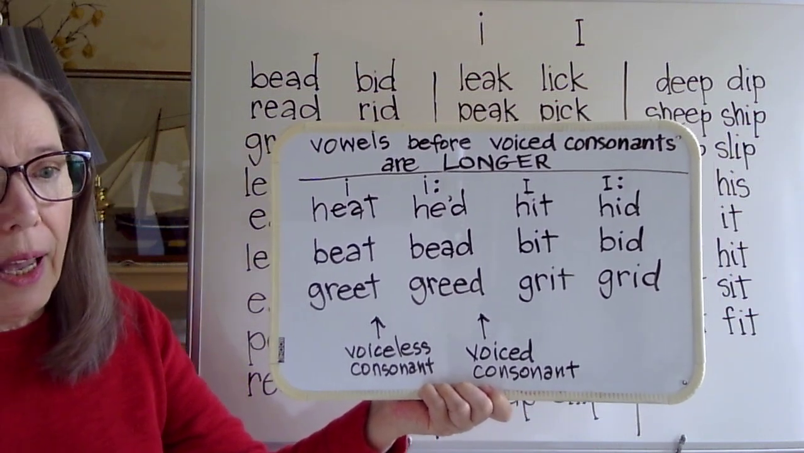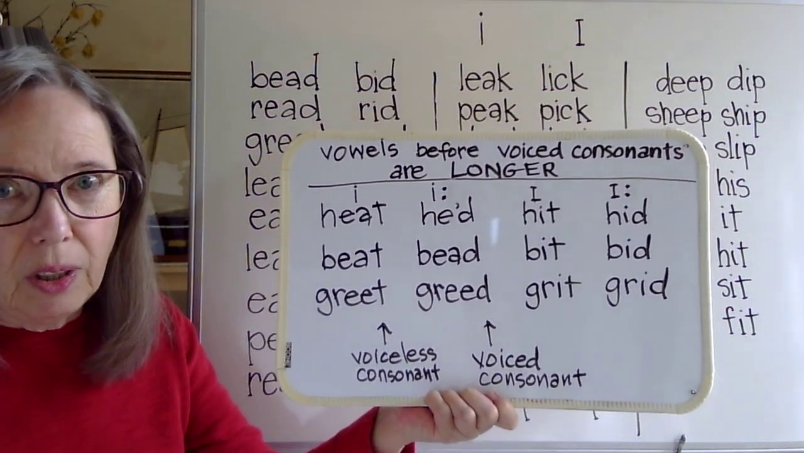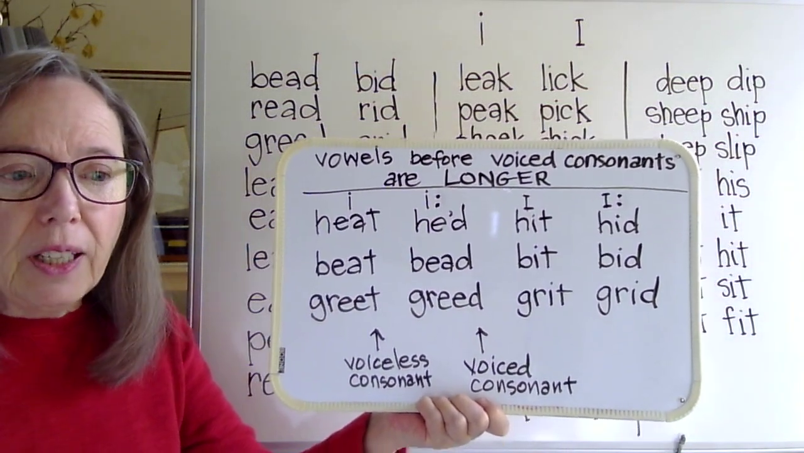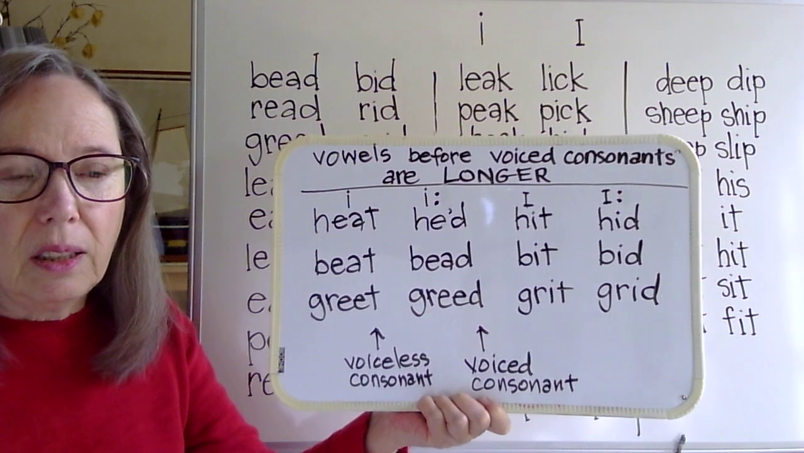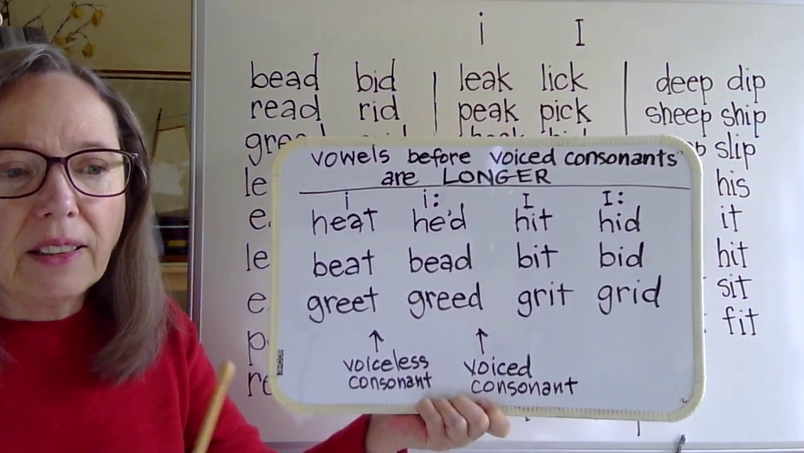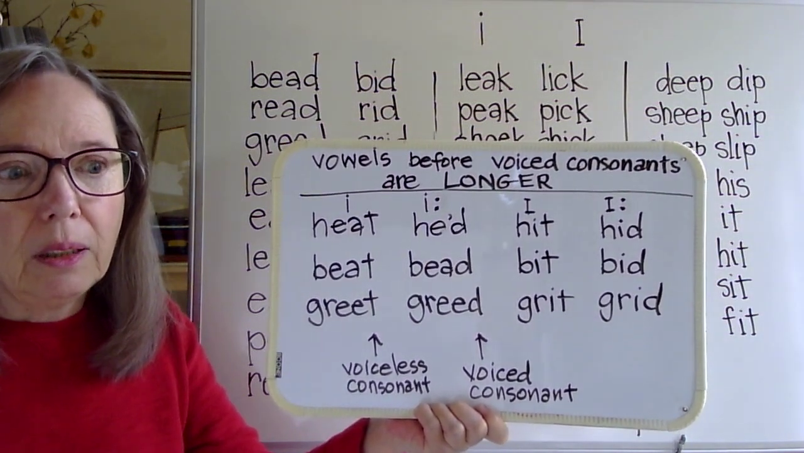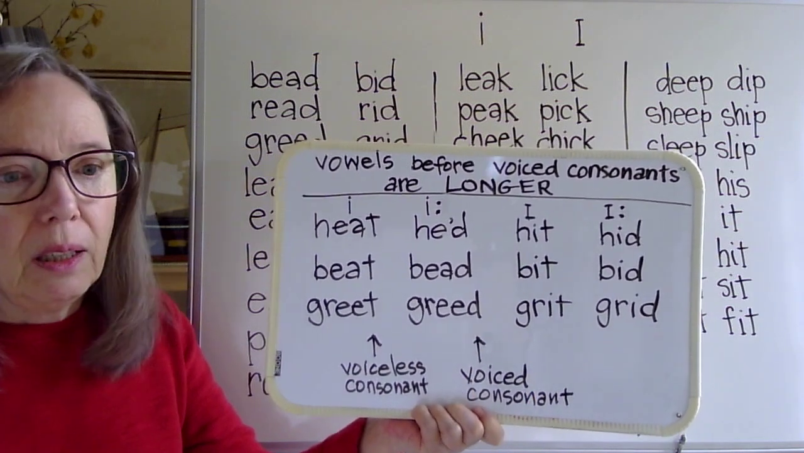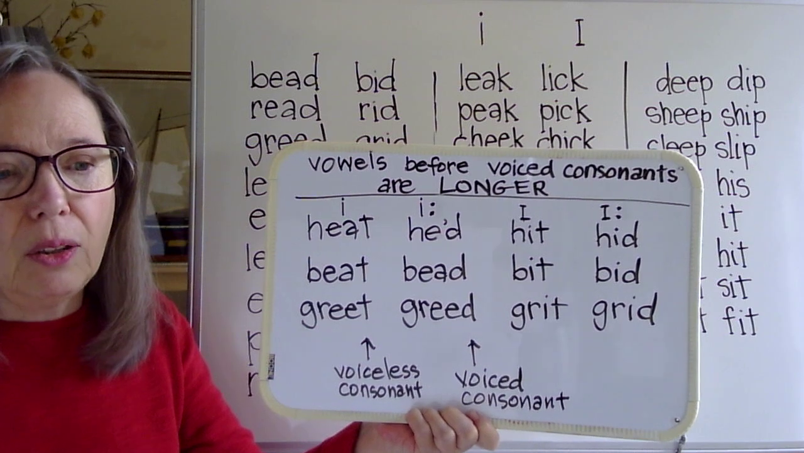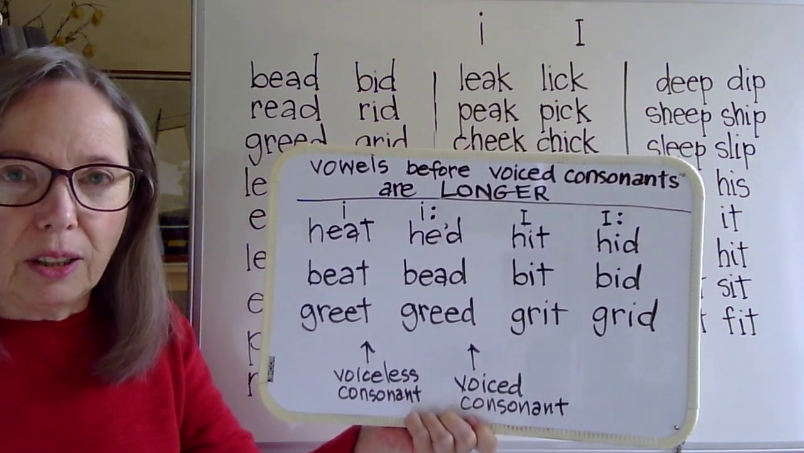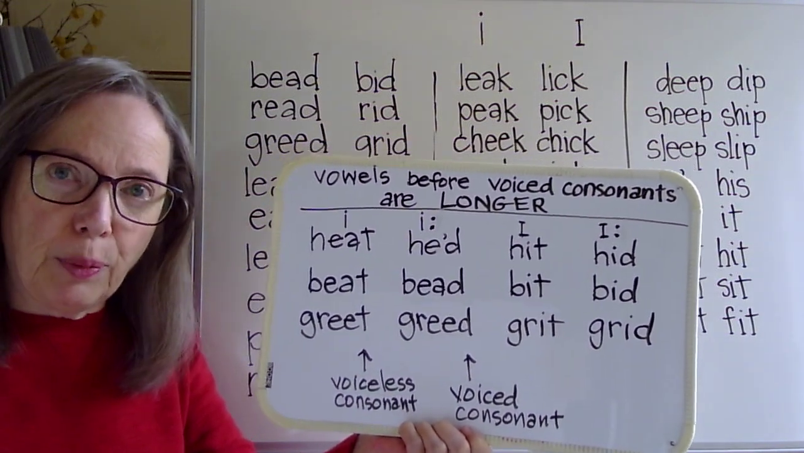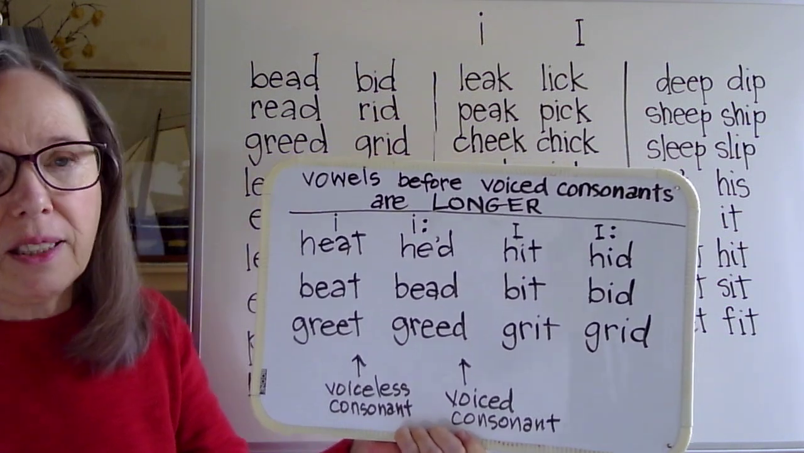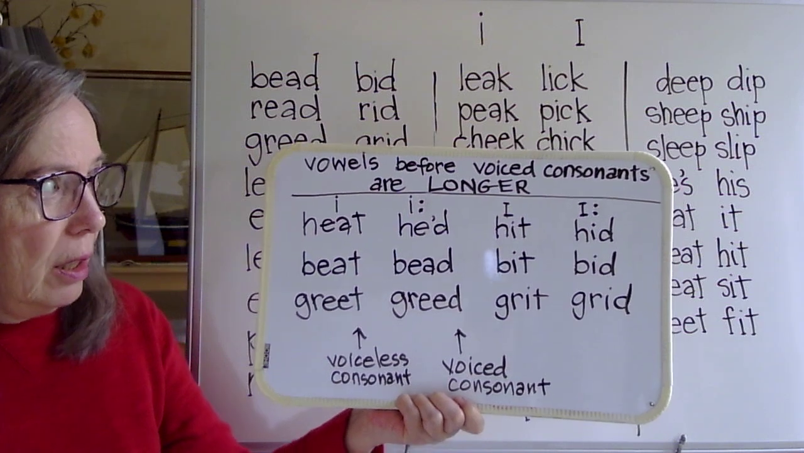When we have a consonant after these vowels, if it is a voiceless consonant, that vowel will be shorter. If it's a voiced consonant, that vowel will be longer. So this is separate from long and short vowels. That makes it a little more complicated.